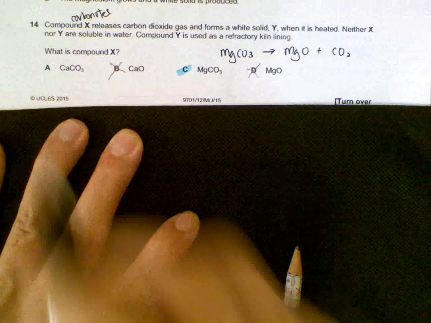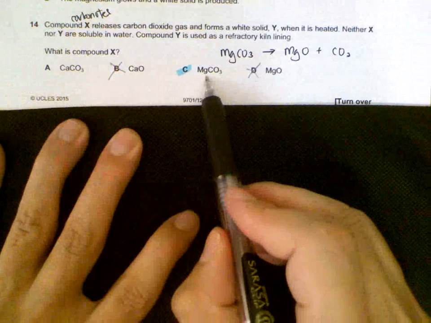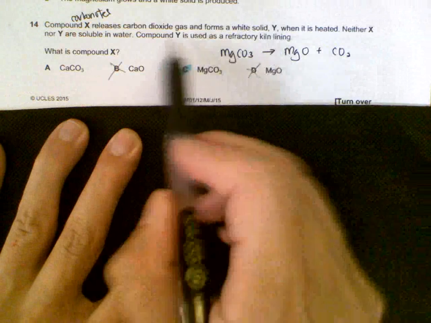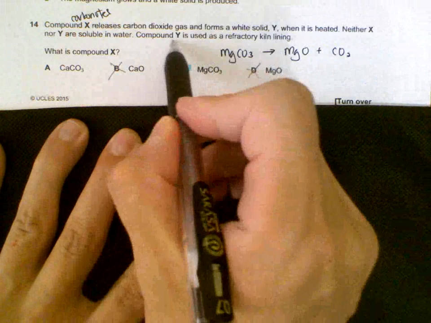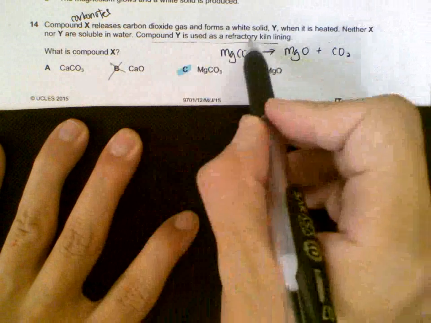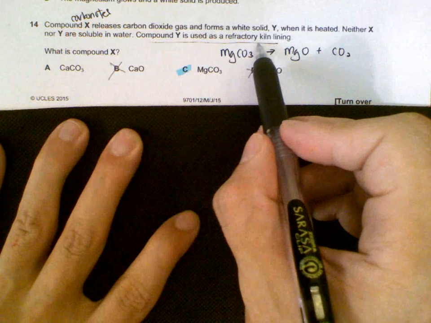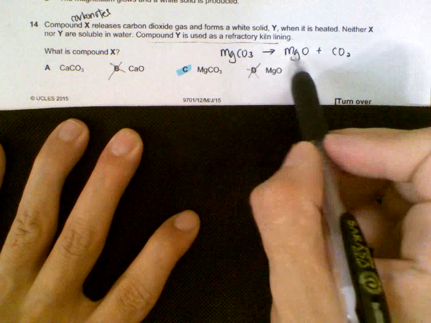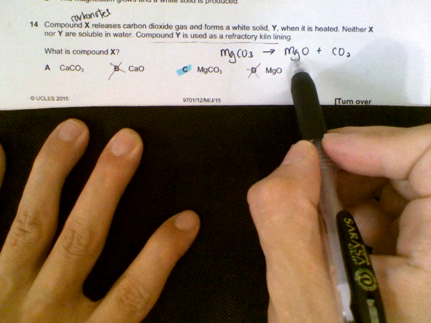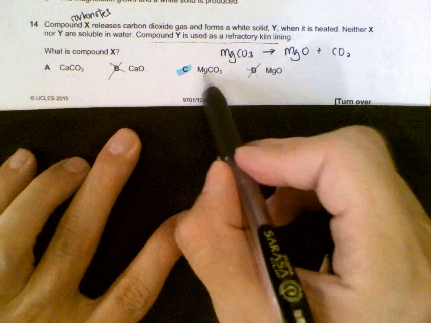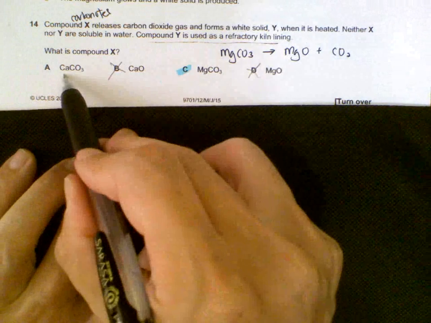And then between calcium carbonate and magnesium carbonate, we have to look at the second use. Compound Y is used as a refractory lining. This requires the background knowledge that magnesium oxide is used as a lining because of its high melting point. So we want magnesium carbonate instead of calcium carbonate.